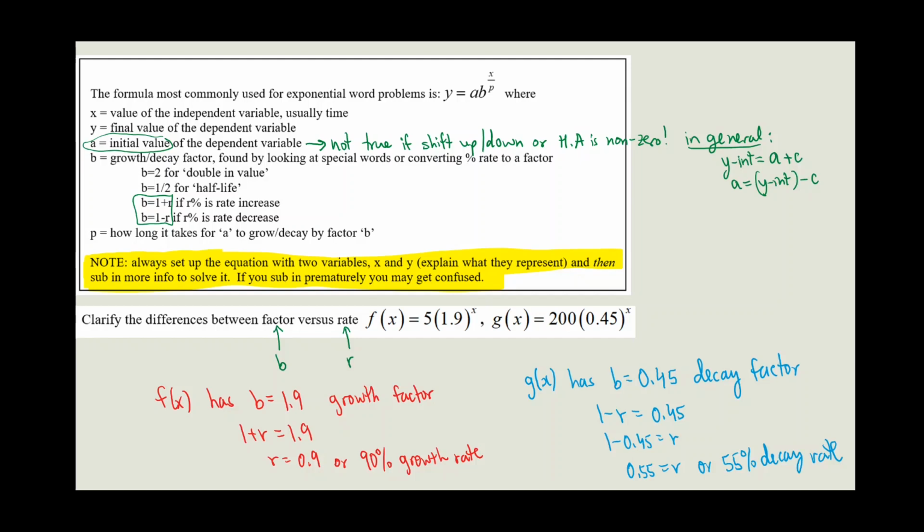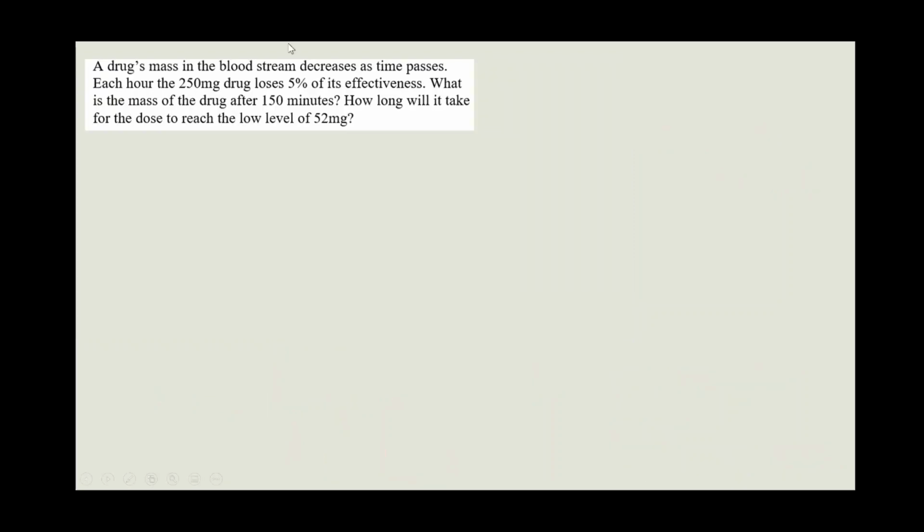A drug's mass in the bloodstream decreases as time passes. So let's say you took Tylenol or something for a headache. Each hour, the 250 milligram drug loses 5% of its effectiveness. So basically there's less milligrams left in the bloodstream. What is the mass of the drug after 150 minutes?